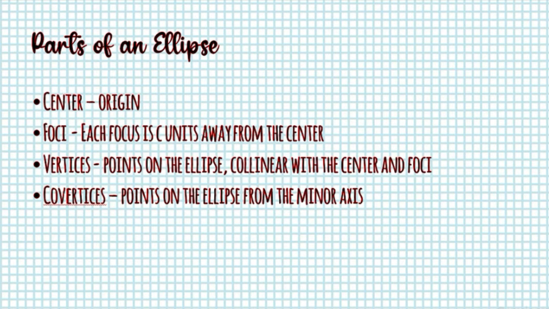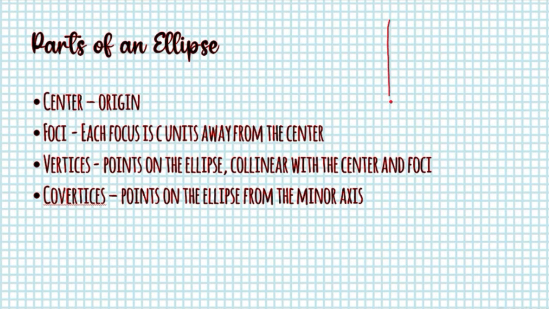So, let's start with the center. Center is the origin of the ellipse. So, yung gitna. Ang the word center, yun yung gitna or yung origin ng ellipse. Yung foci, so definition ng foci is yung diniscuss natin kanina. And each focus is a unit away from the center. Next, vertices. Points on the ellipse, collinear with the center and the foci.